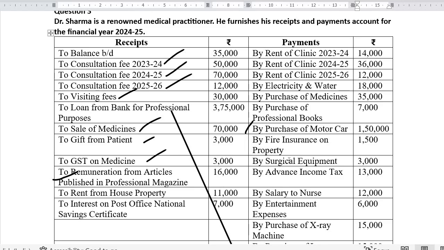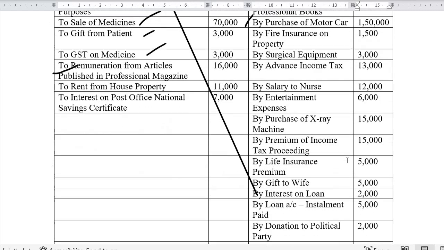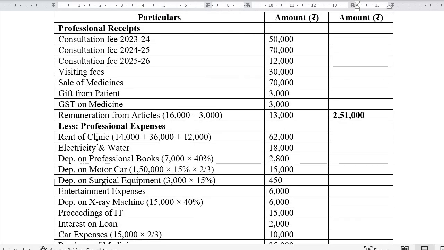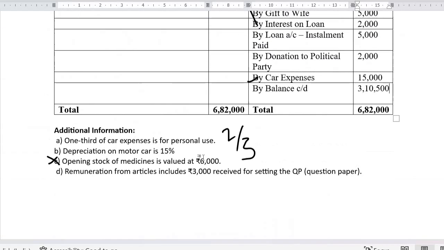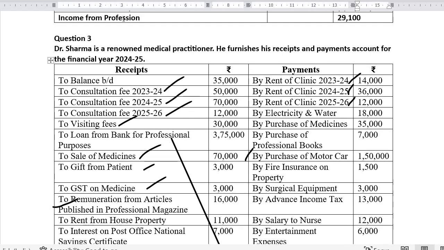Come to the next payment side. Rent of clinic, all we have to take it as professional expense. So, rent of clinic. Yes, rent of clinic, all the 3 years they have considered it as professional payment or professional expense. Come to the next adjustment, purchase of medicine. So, electricity and water, it is a professional expense. Purchase of medicine is a professional expense. Purchase of professional books. So, we have to give depreciation for it.